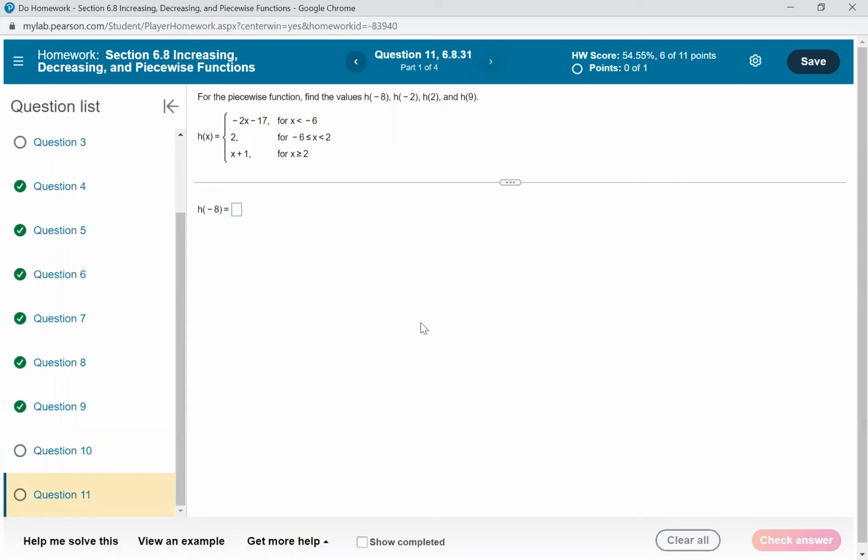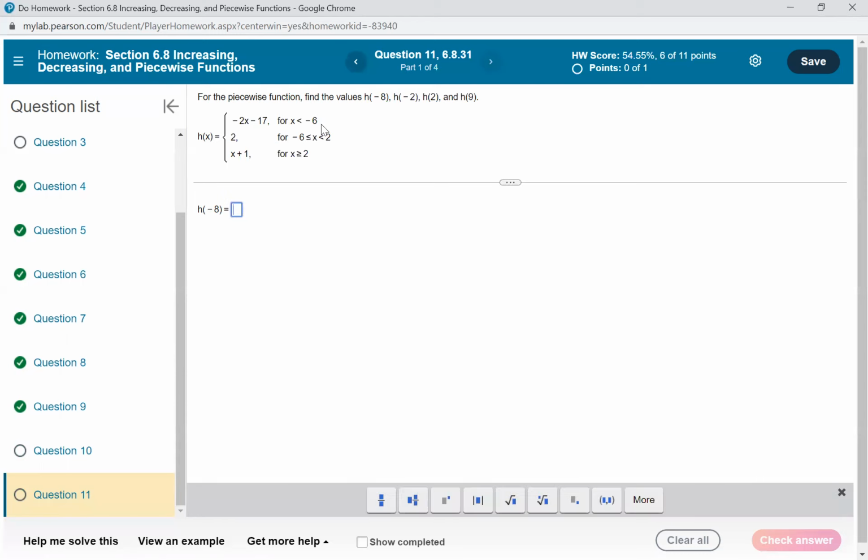So if my x is -8, first equation, second equation, or the third equation? First. All right, the first one, because -8 is less than -6. So y'all would put a -8 in. -2 times -8 is a +16. 16 minus 17 is going to give us a -1.